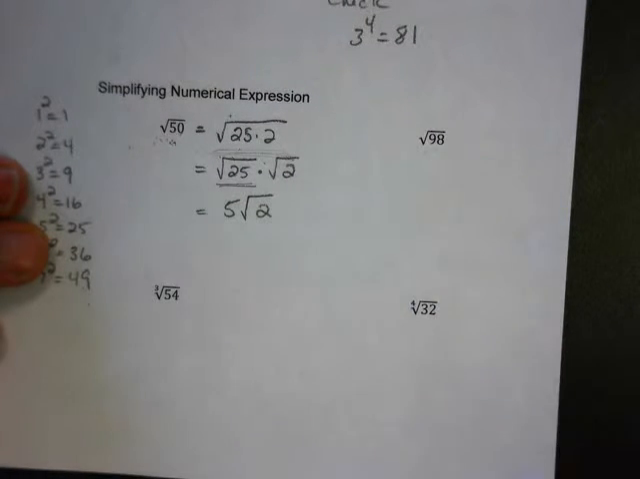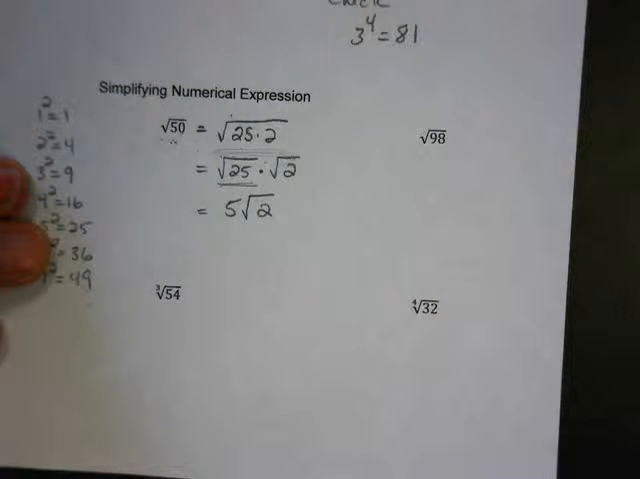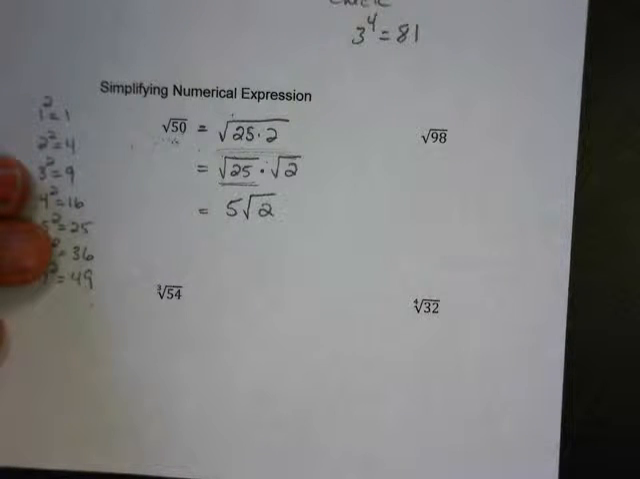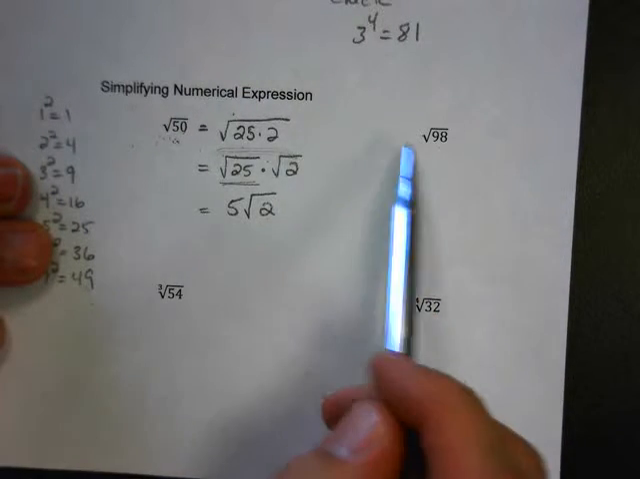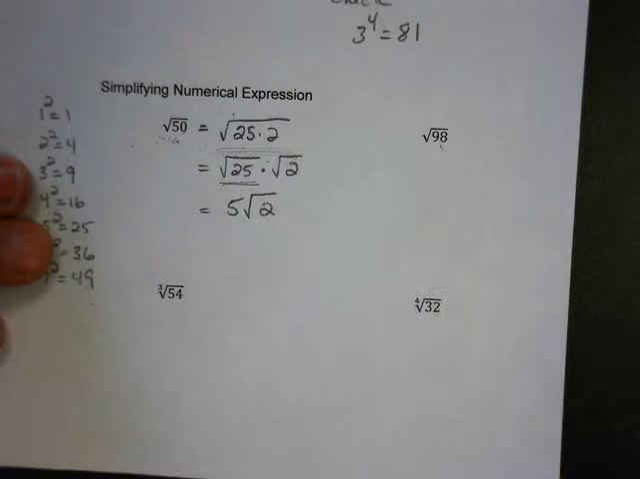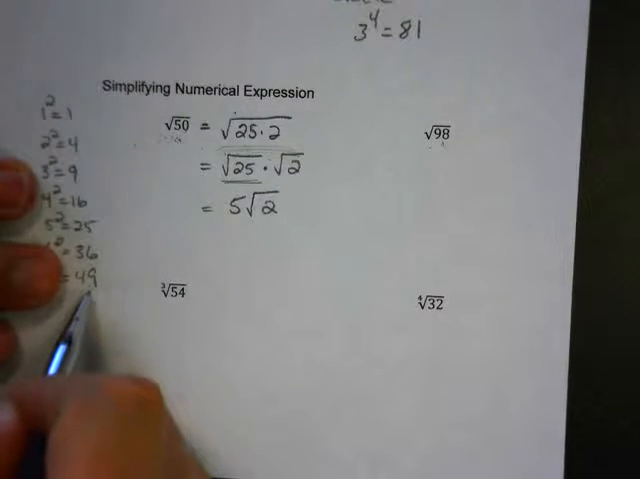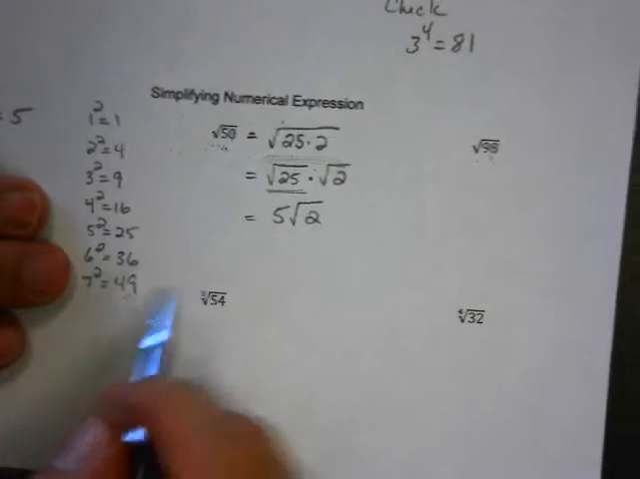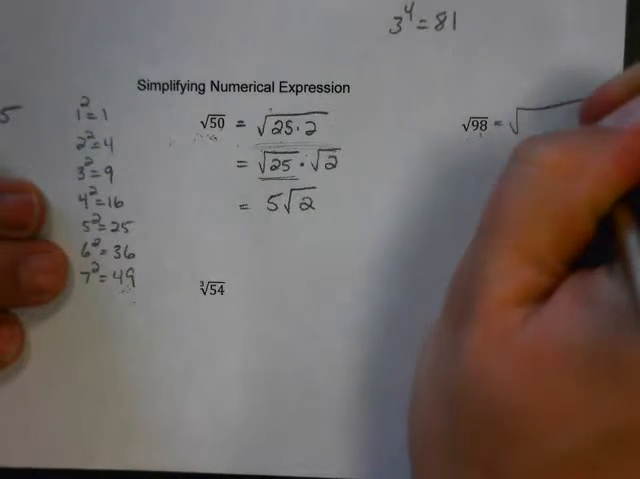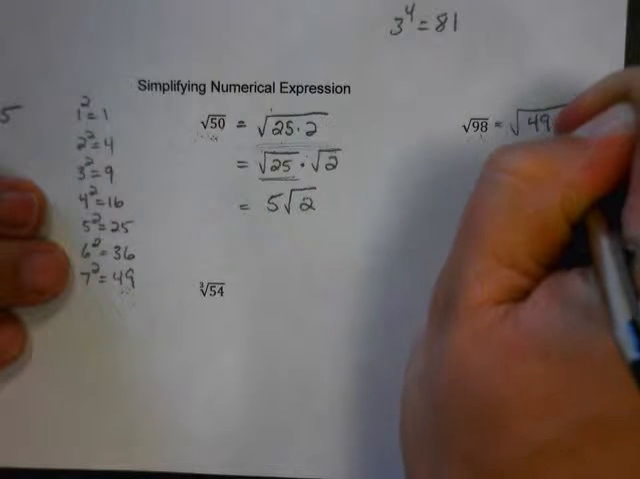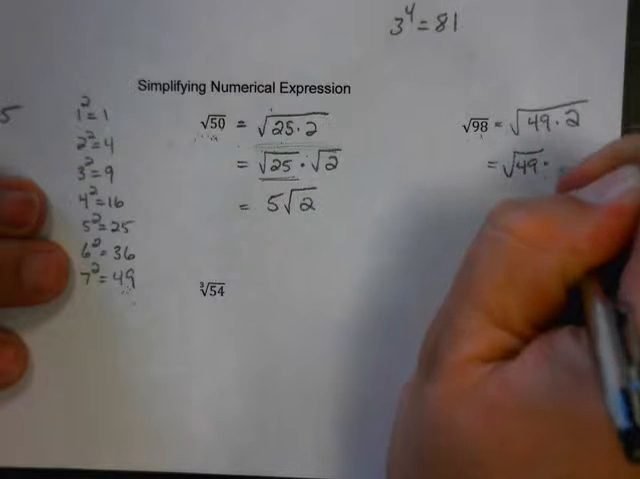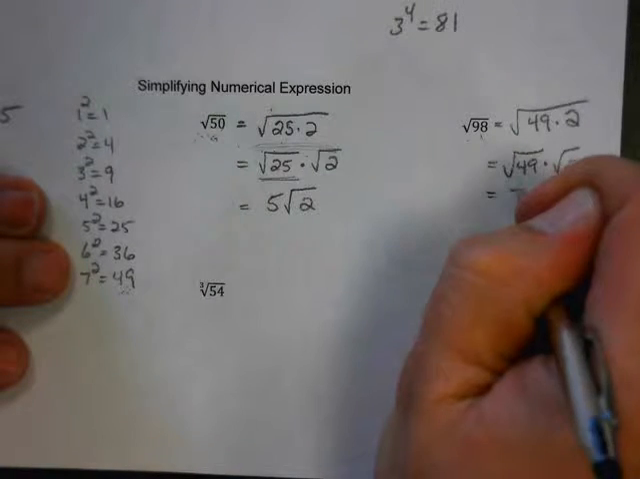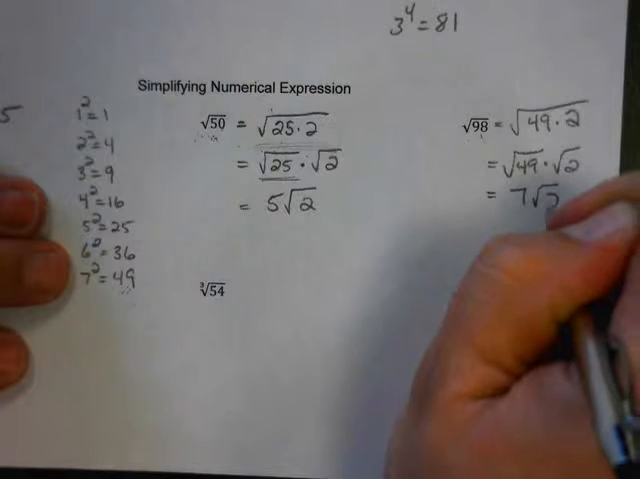So how about the square root of 98? 10 squared is 100. So we know if there's a perfect square, it's going to be 9 or less. 9 squared, 81. It's not going to go into 98. We want to find the largest one. If we look back at our list over here, this is really equal to the square root of 49 times 2. So this is the square root of 49 times the square root of 2. The square root of 49 is 7, so we get 7 square roots of 2.